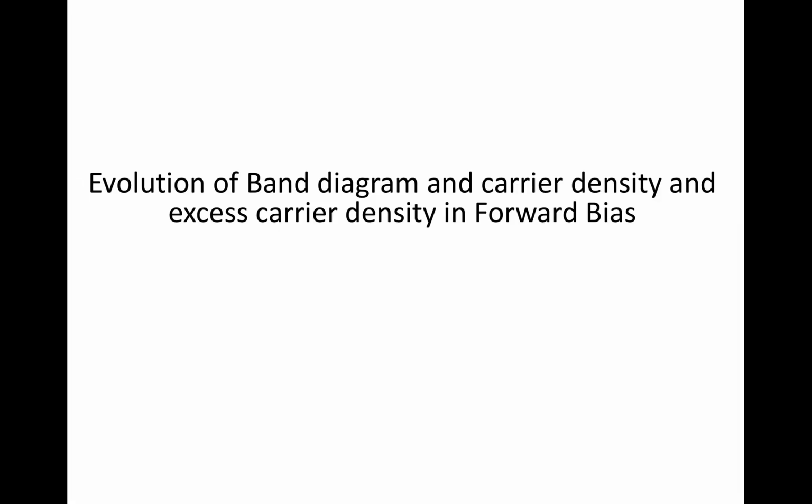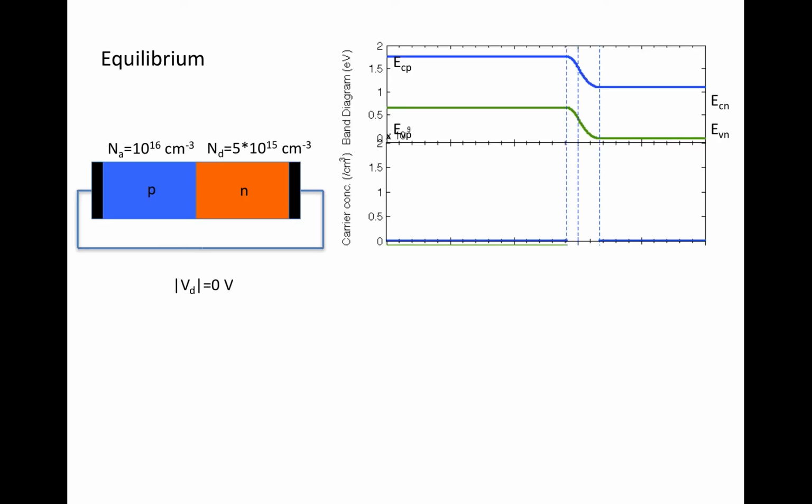So first look at the evolution of the carrier density and the excess carrier density in the forward bias, and also the evolution of the band diagram in the forward bias, which you already saw in the previous lecture. This is the equilibrium condition where the voltage is 0, and as in the previous lecture, the P side has a higher doping density than the N side. This is the same doping density as we have seen in the previous lecture.